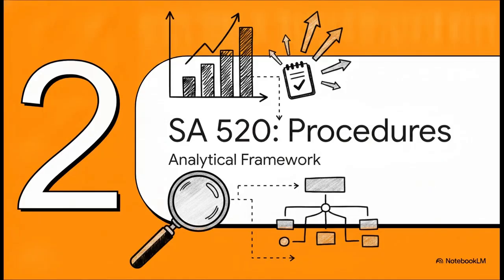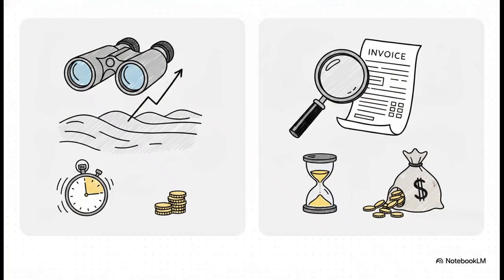Moving to Section 2, SA 520, Analytical Procedures. Let's see exactly how the standard tells us to handle that 150% anomaly. For the exam, you absolutely have to know when to use analytical procedures versus a test of details. It's a classic comparison. Analytical procedures are your big picture overall analysis. Because you're zooming out to look at trends and ratios, it's way faster, it costs less, and it's perfect for predictable balances. Think payroll, where you have fixed monthly salaries based on set contracts.